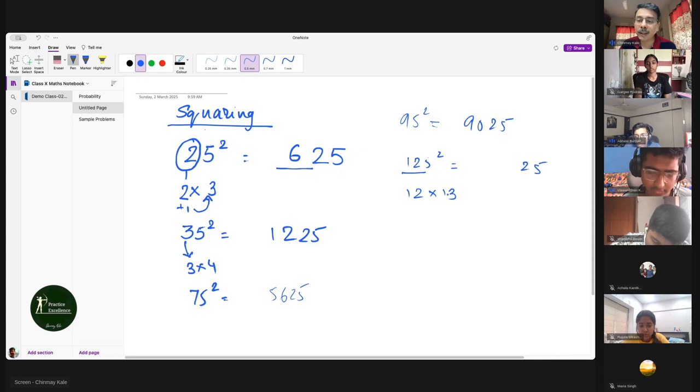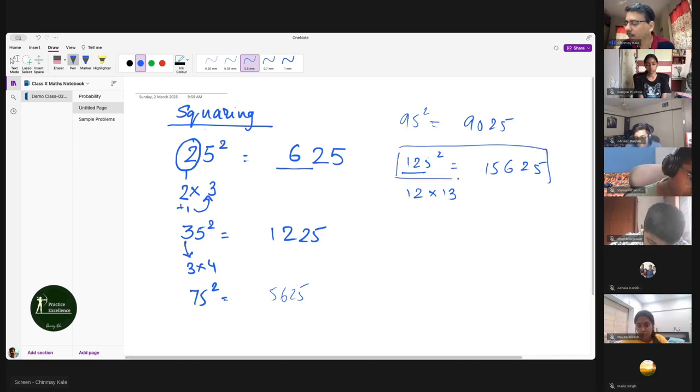So इसके लिए 12 quickly arrive करने के लिए you need to know tables of 12 and 13. 13 2s are 26. 13 1s are 13 and plus 2, 156. 15625. So 125 square is 15625. Got it? Everybody's clear with this? Great.